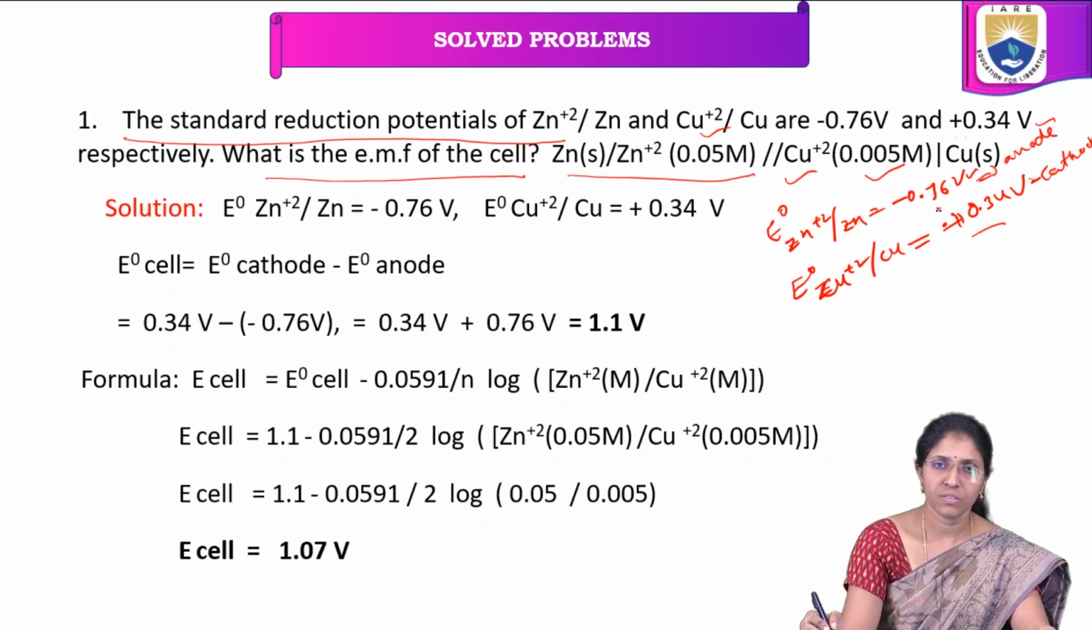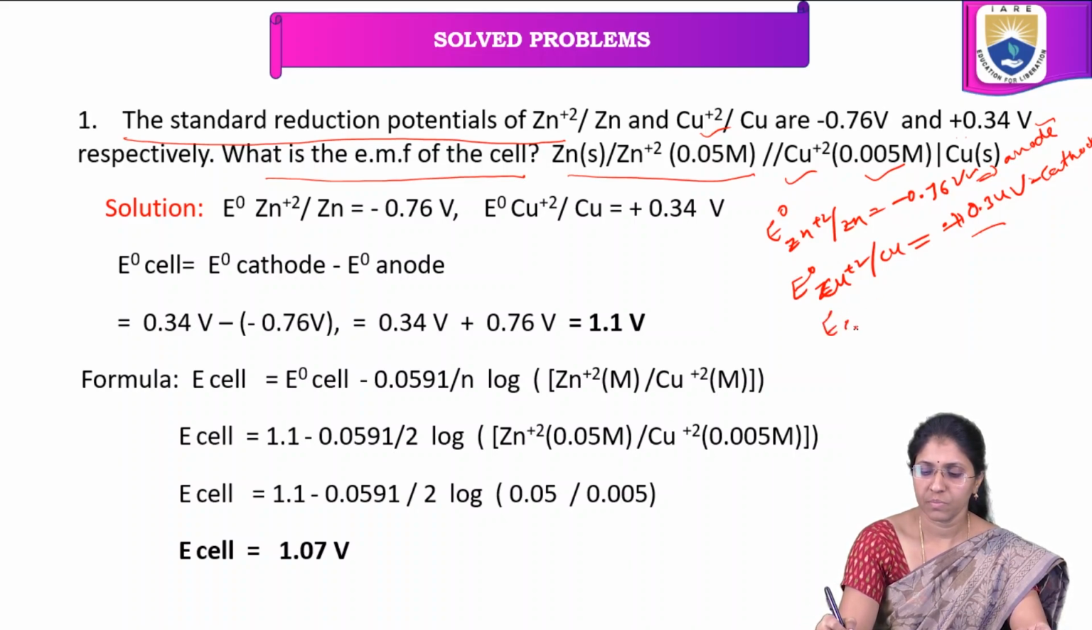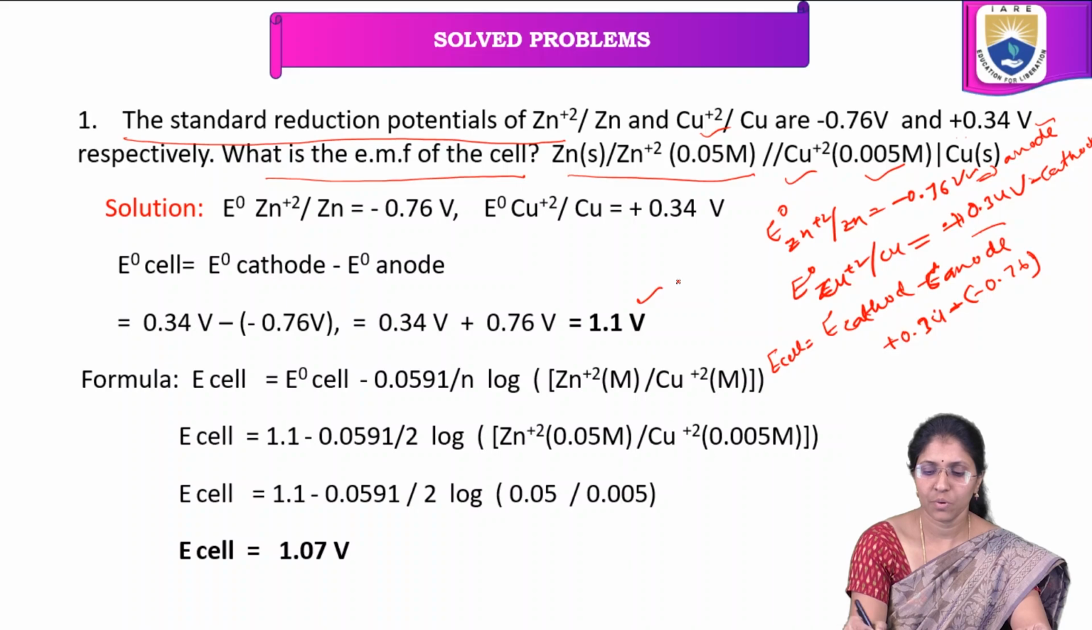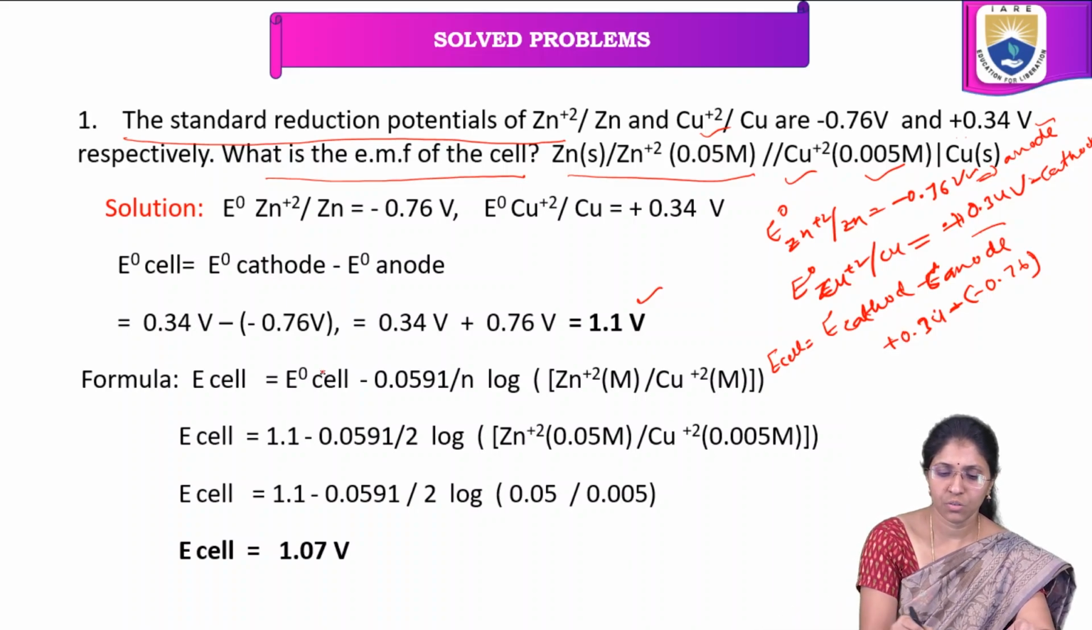So we know the formula E cell equals E cathode minus E anode. By substituting these values, plus 0.34 minus minus 0.76 volts, we will get 1.1 volts.